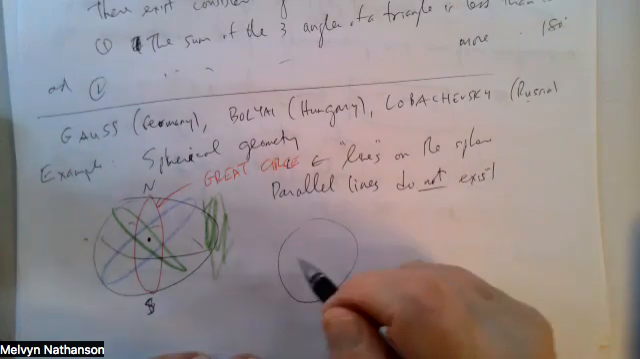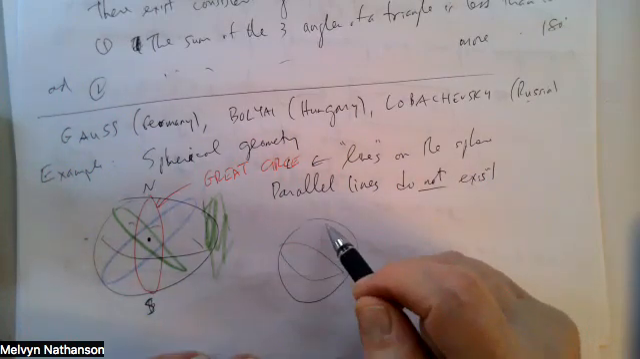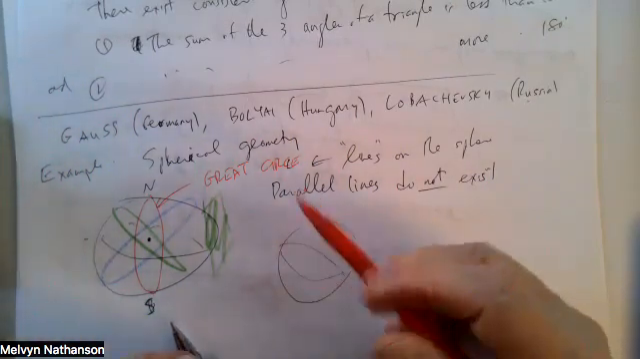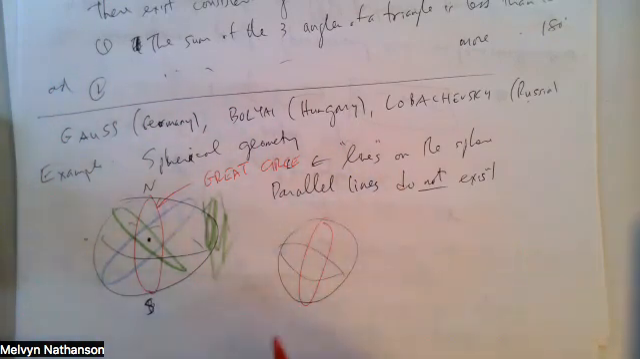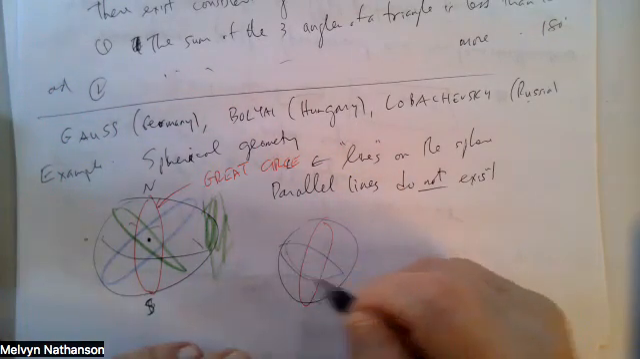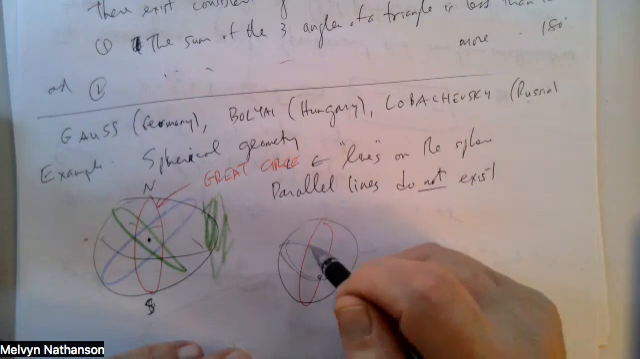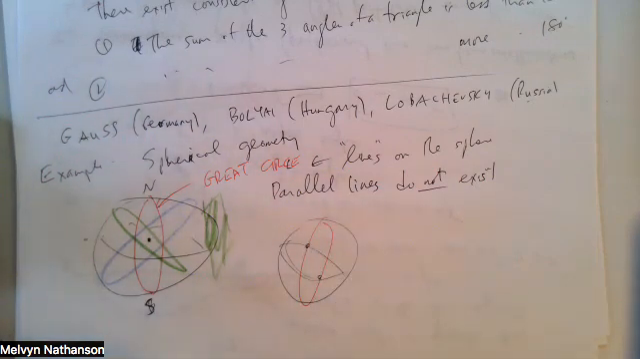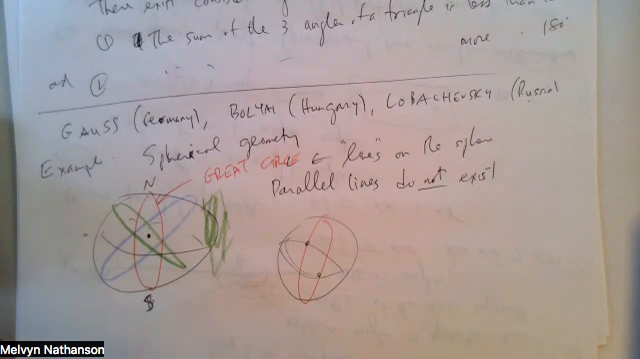Because if you get a basketball or something, take one great circle and then another great circle, and they're going to cross. Every two great circles intersect in 2 points, actually. All right? So there are no parallel lines.